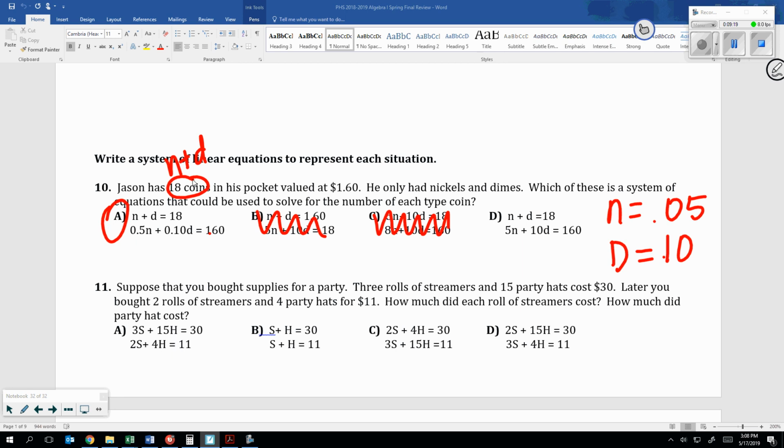So 3 rolls of streamers. They're using S and H. So 3 rolls of streamers, and I'm adding 15 hats is going to equal $30. So one of my equations needs to have this. So I'm going to go through and see which of these has it. I don't see it in B, so that can't be it. It is C, 3S, 15H? Nope, not equal to 30, so that can't be it. And 3S plus 50? Nope. So my answer is A. Okay. Next page.